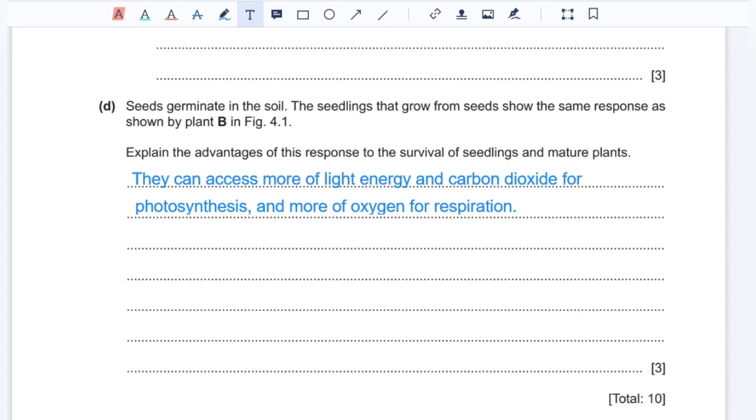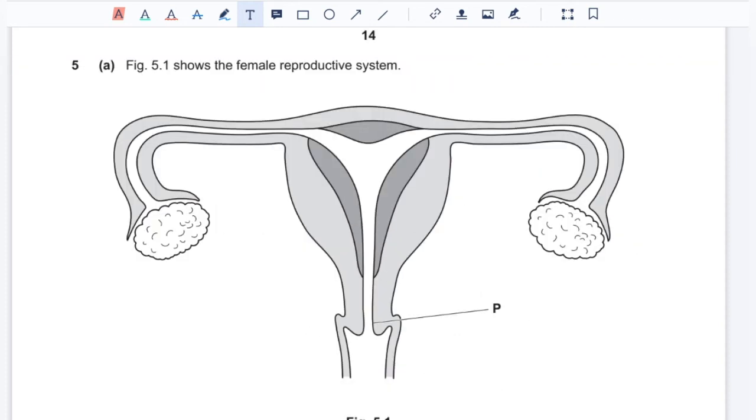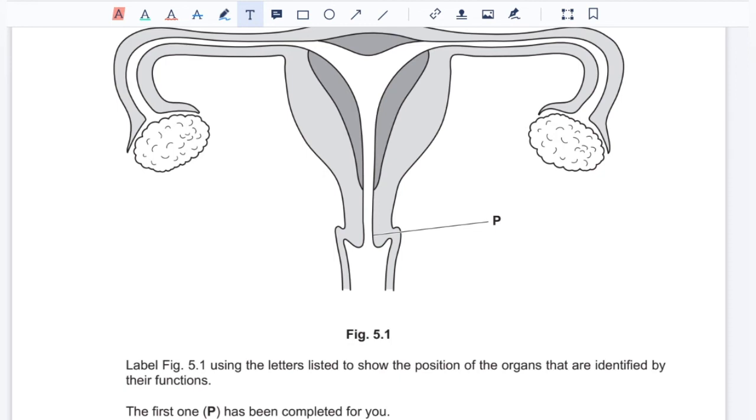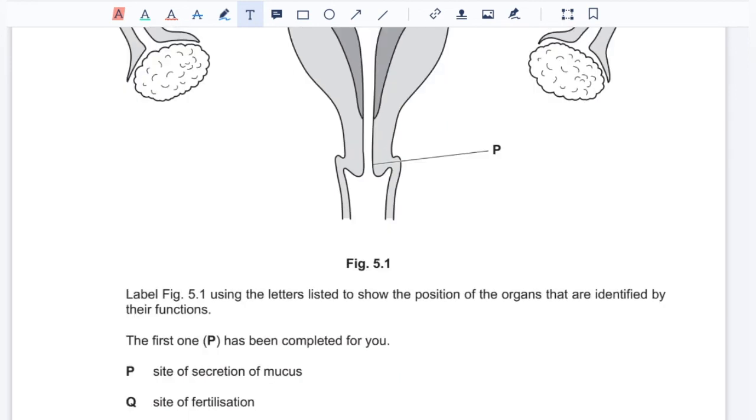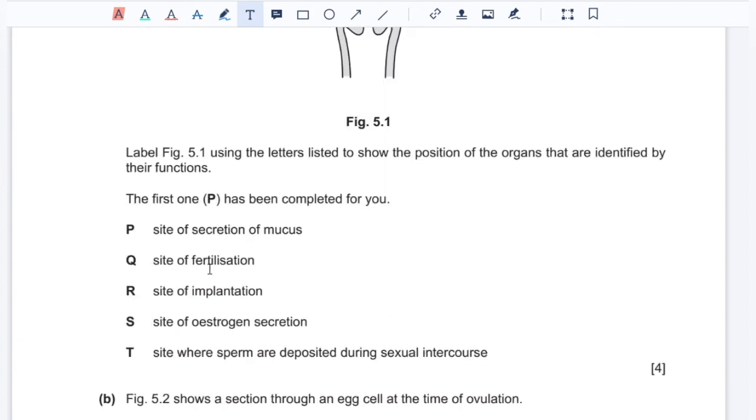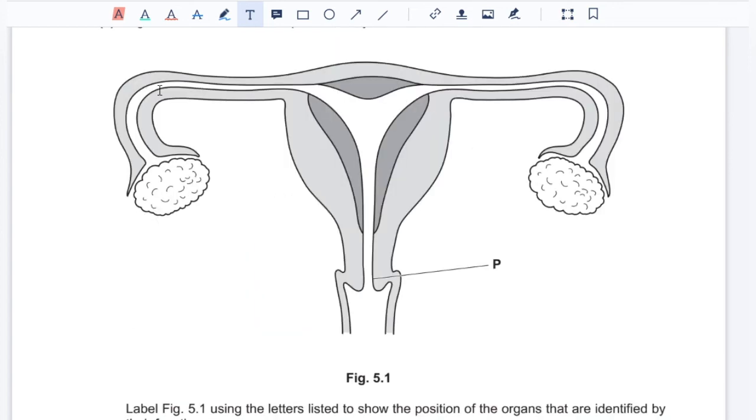5a figure 5.1 shows the female reproductive system. Label figure 5.1 using the letters listed to show the position of the organs that are identified by their functions. The first one has been completed for you. So Q, the site of fertilization, is the oviduct, because as the eggs are released from the ovary, they will travel away from the ovary and in the oviduct, and this is where the sperms will meet the eggs.